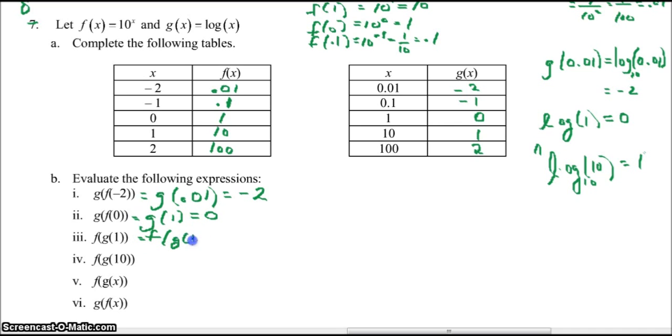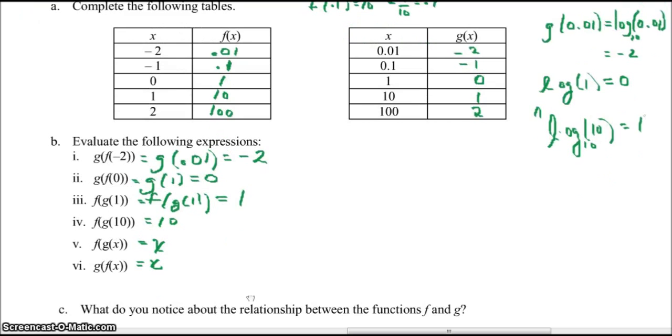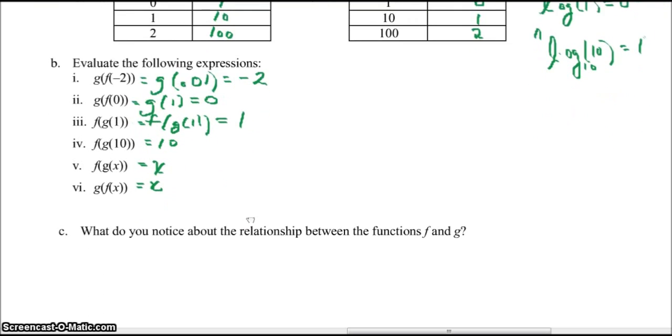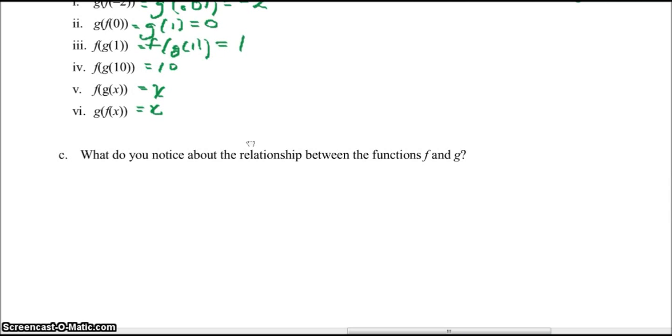So this is just going to continue. After we send an input through the function and then its inverse, we're always going to get the original input. So what do you notice about the relationship? We have inverses. Yay!